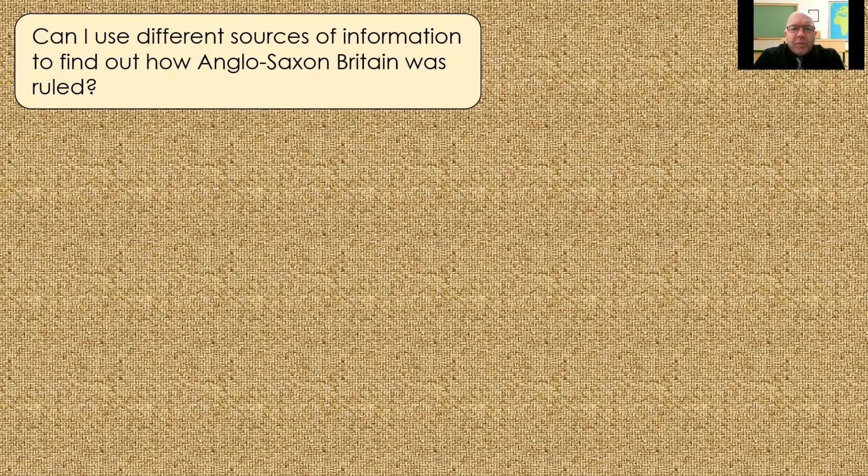As you can see from our question for today, it's: can I use different sources of information to find out how Anglo-Saxon Britain was ruled? So today we're going to look at how the country was split up between the different tribes and how laws and rules were enforced. Okay.